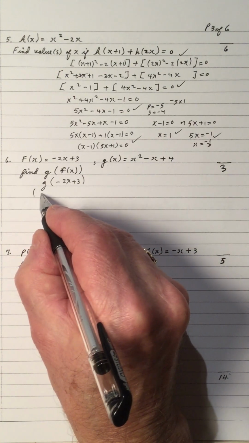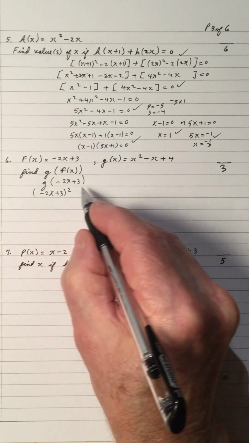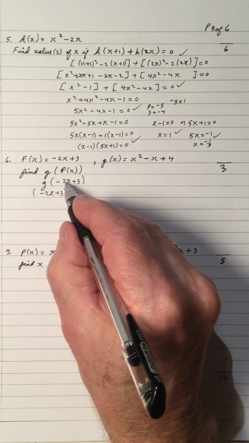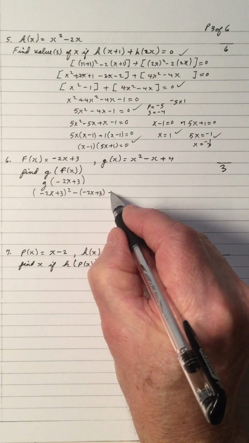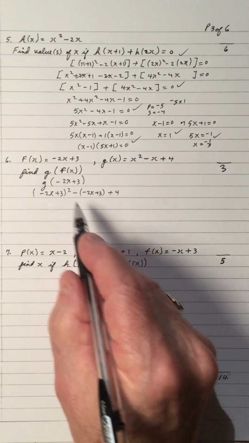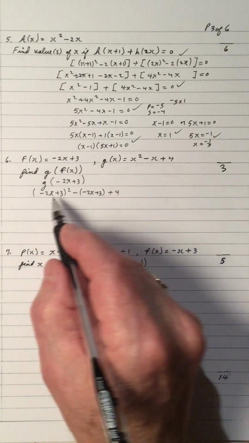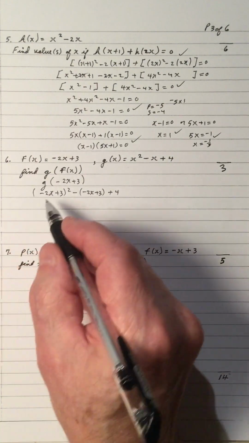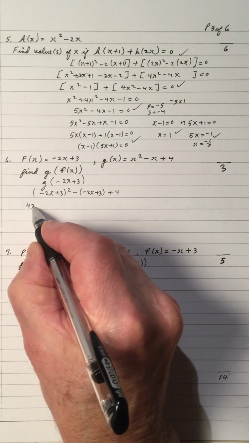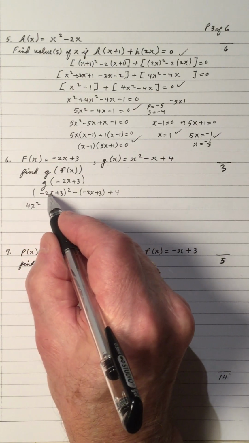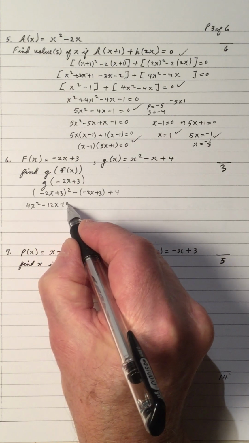So that gives us negative 2x plus 3 being squared minus, now we're going to put negative 2x plus 3 in the place of x, plus 4. Again, this is g, so we sub this binomial into the x's here. We're going to square this. Take the negative 2x and square it, so we get a 4x squared. Product of these two, negative 6x doubled is negative 12x, and 3 squared is 9.